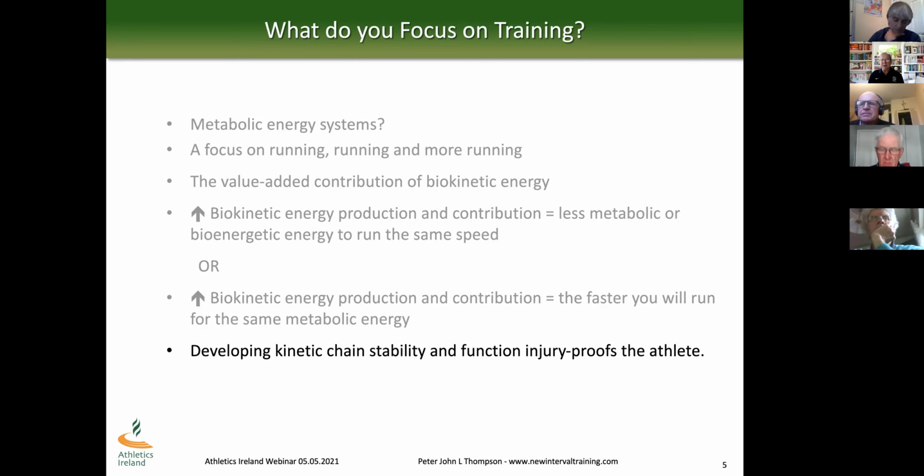And at the same time, we're going to look at developing kinetic chain stability. And one of the value-added things about this is that it actually helps to injury-proof the athlete. So it's very, very beneficial in that sense.